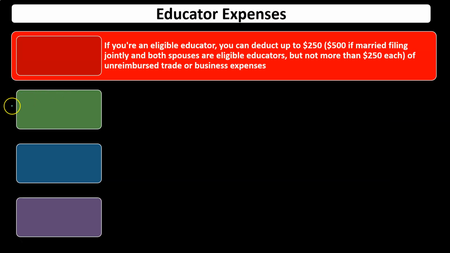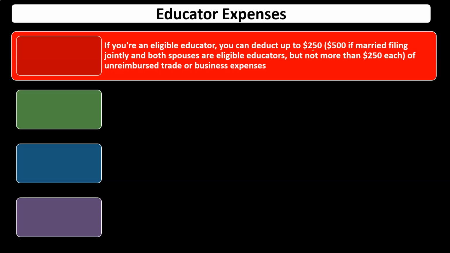So we have the educator expenses. If you're an eligible educator, you can deduct up to $250, or $500 if married filing jointly and both spouses are eligible educators, but not more than $250 each of unreimbursed trade or business expenses. So again, a very specific type of deduction. It looks like a very political deduction to me, right? They chose the public workers. They chose the teachers and said we're going to give a deduction directly to them. They did this a while ago, so the dollar amount is still fairly low. So $250 is a fairly low dollar amount for the deduction.